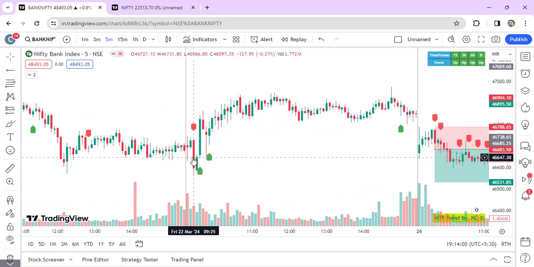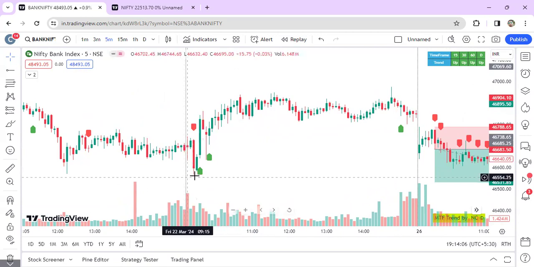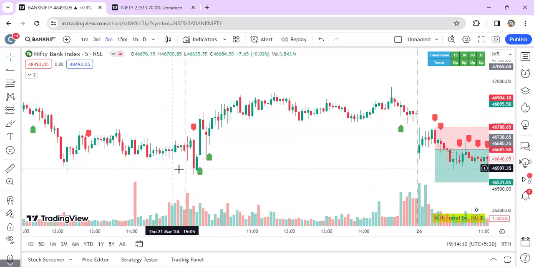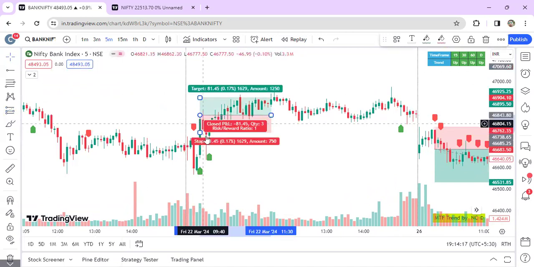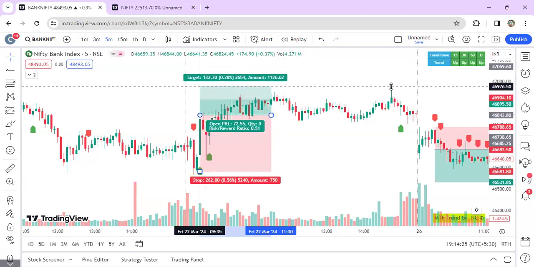We got a sell signal generated, but the low is not breached. So we are not going to enter. We got a buy signal generated, high is breached, right? And we take the previous candle's low as the SL. So we'll be entering over here. This is our stop loss. See, our stop loss is not hit.